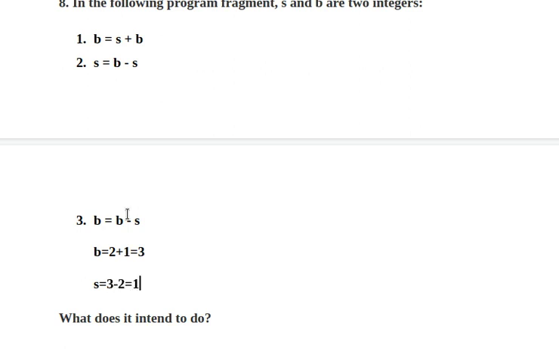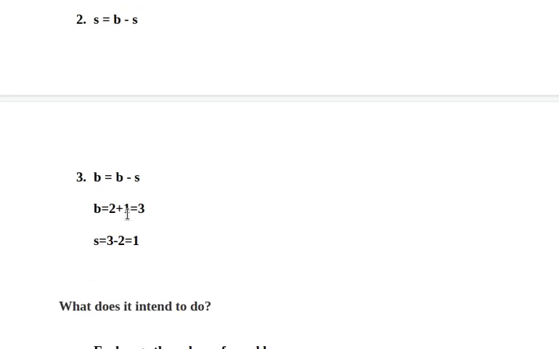Next case, B equals B minus S. So what was the value of B? Initially the value of B was 3, but we'll always take the updated value. So B is 3 and the value of S is 1. So 3 minus 1 will be equal to 2.